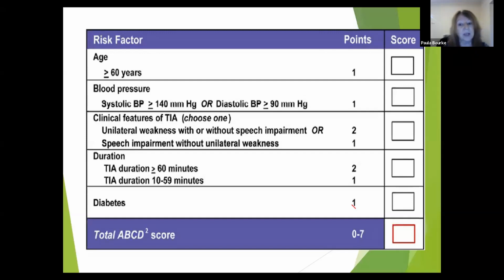And then you've got diabetes. Diabetes, as we know, causes major problems with lots and lots of organs. So poor old diabetics get 1 point just for being diabetic. So you can see you could be scoring 2, 4, 5, 6, 7. So 7 points for a TIA. You got that? A, B, C, D, D.